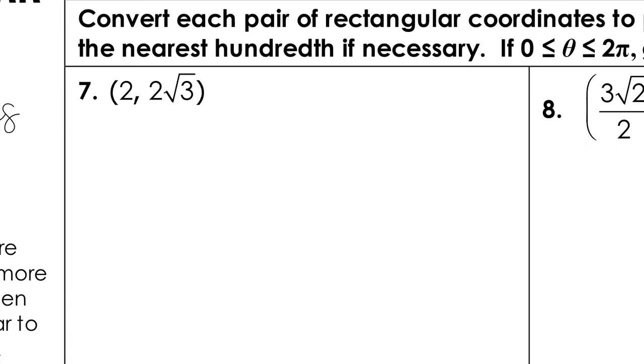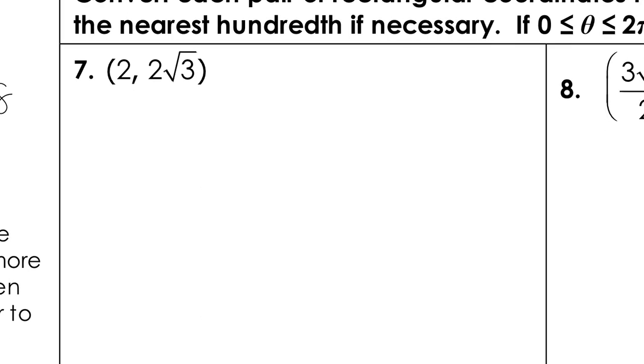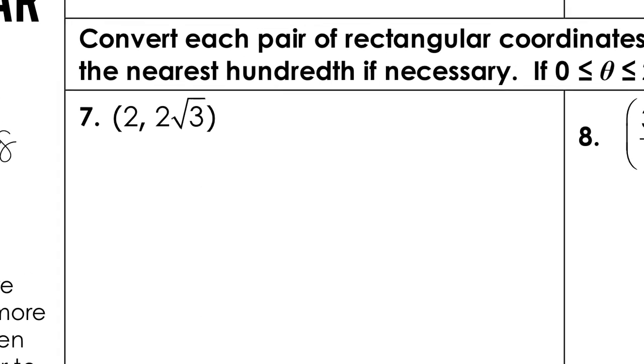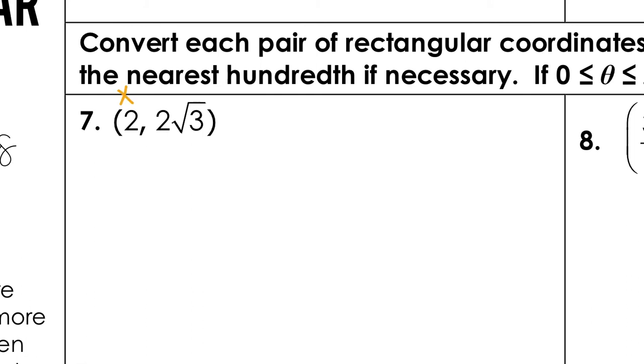Okay, so this first one, 2 comma 2 square roots of 3. So remember this is x, y. So this is our x value, this is our y value. Notice how they're both positive numbers, positive, positive. So that tells me that I'm in quadrant 1. So that'll help me narrow down some of my numbers.